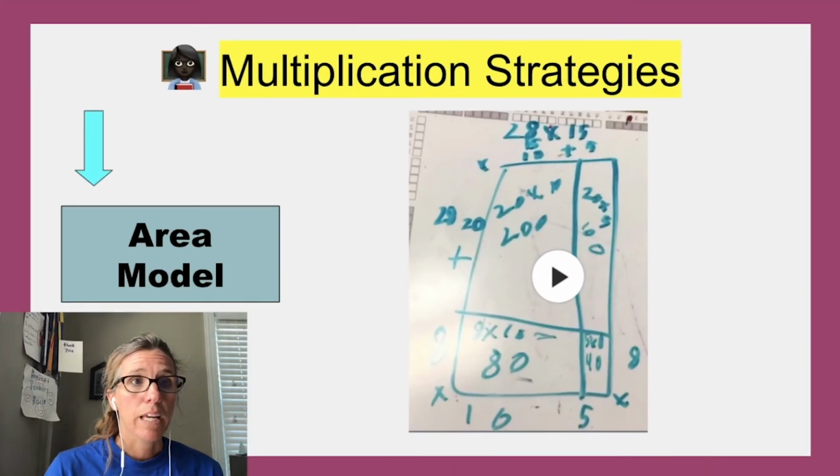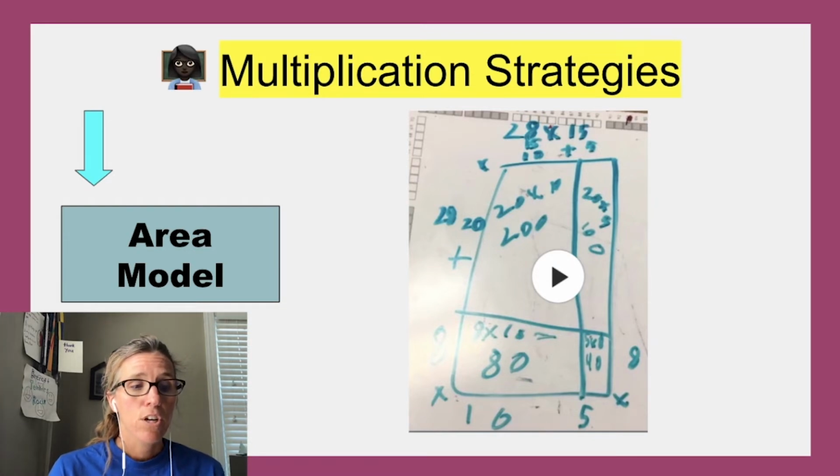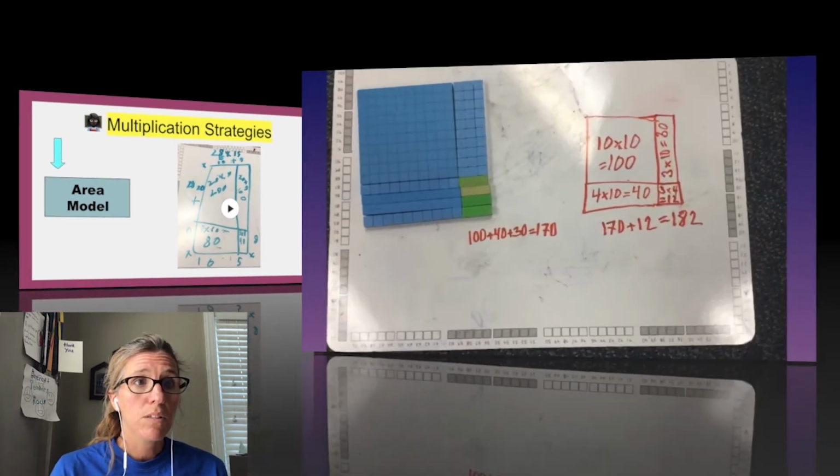Our second multiplication strategy we would call the area model. The area model is very similar to an array model. It's just that you don't need any special tools. You don't need base 10 blocks, or you don't need any grid paper. Let's take a look at how Tahiat is going to use the area model to multiply.